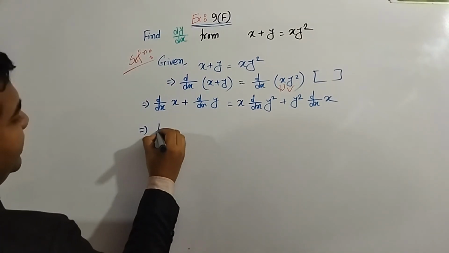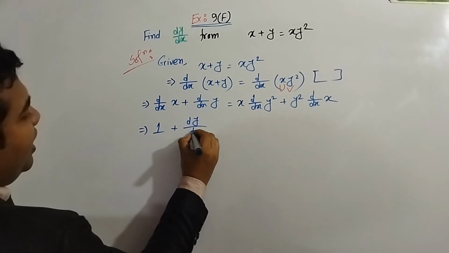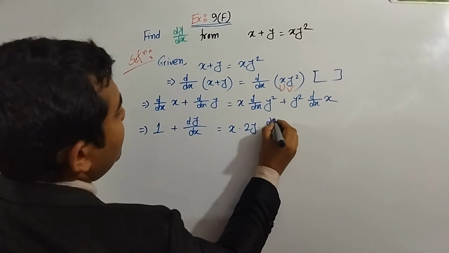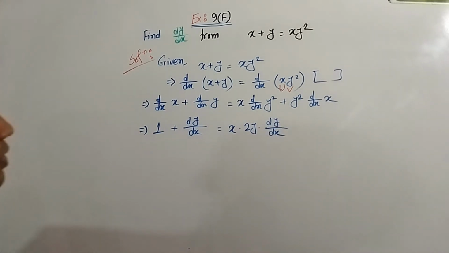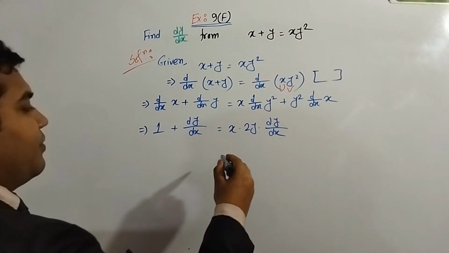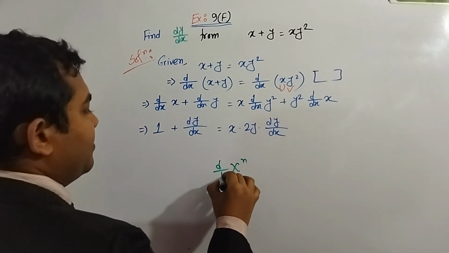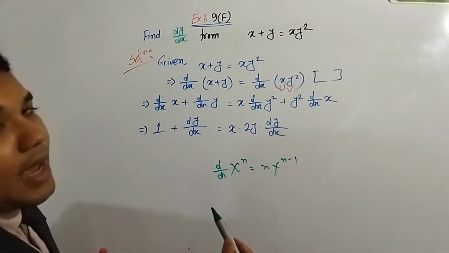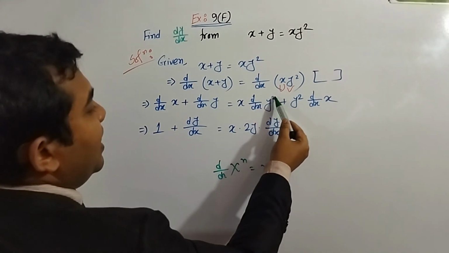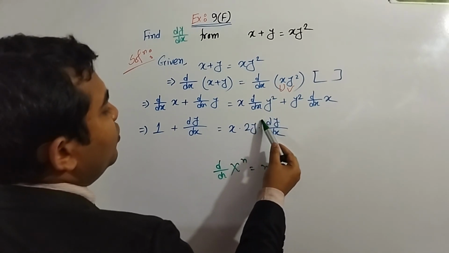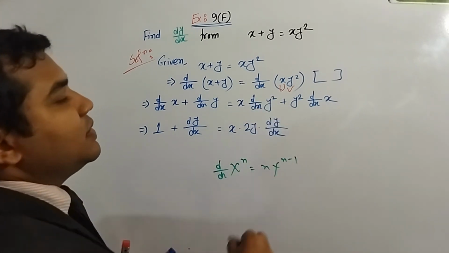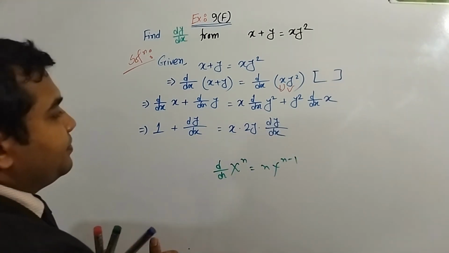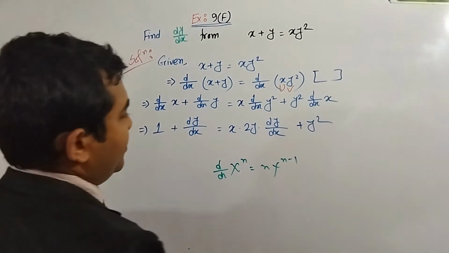So we'll get 1 plus dy by dx equal to x into 2y into dy by dx. Why? Because here we have the rule that d/dx of x to the power n equals n into x to the power n minus 1. Here we treat y as x, so n is 2 into y to the power 2 minus 1, that is 1. Since y is not originally x, that's why dy by dx. And here we have y square.